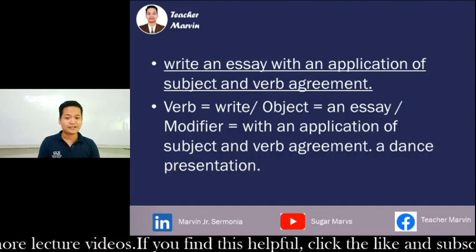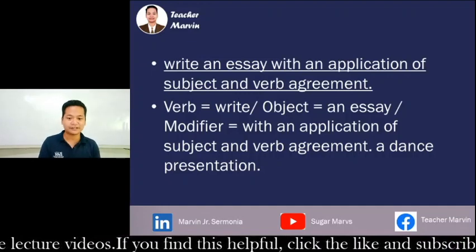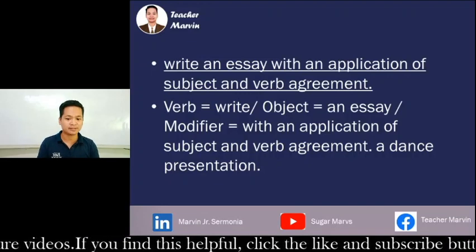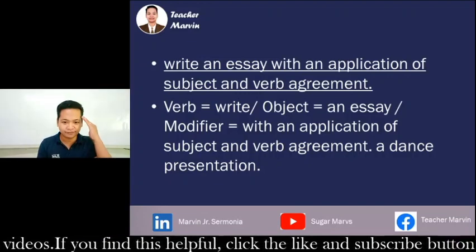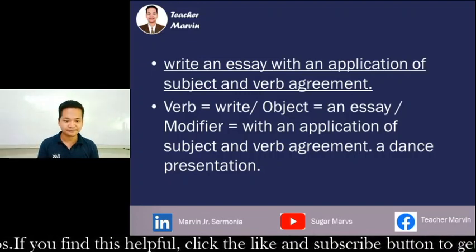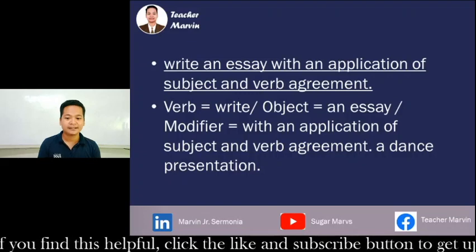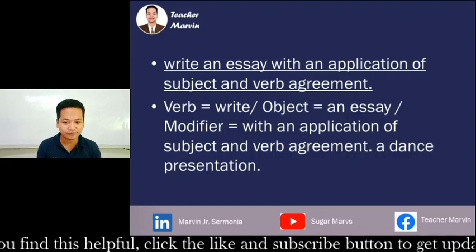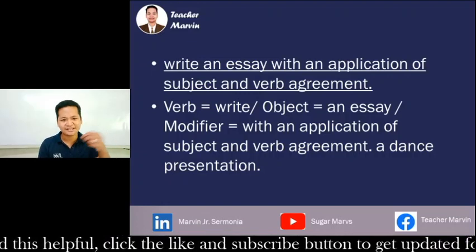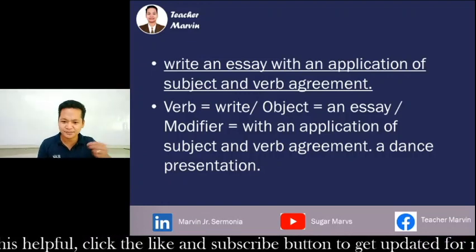Alright? Okay, so itong objective nito, write an essay with an application of subject and verb agreement. Is it cognitive, affective, or psychomotor? Okay, it's more of psychomotor. It's the skills. Writing is a skill, right? So it's more of a skill.